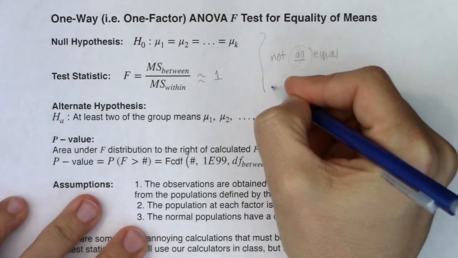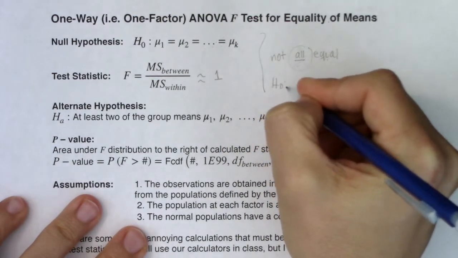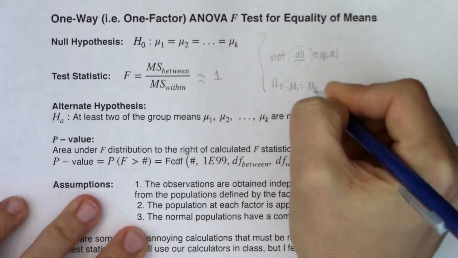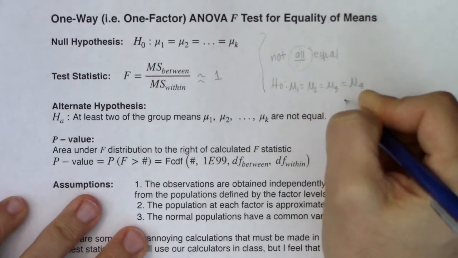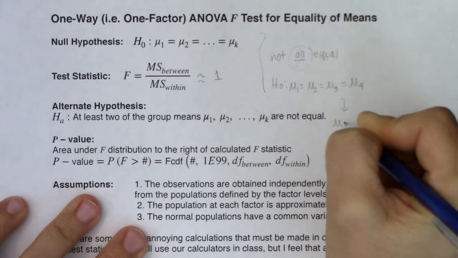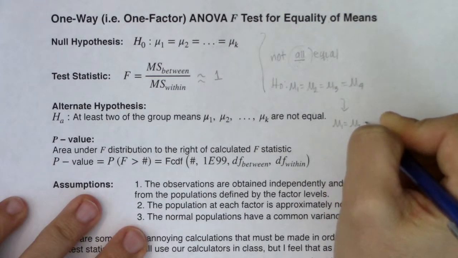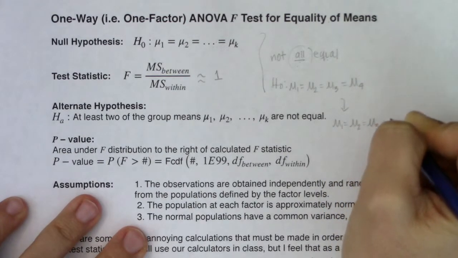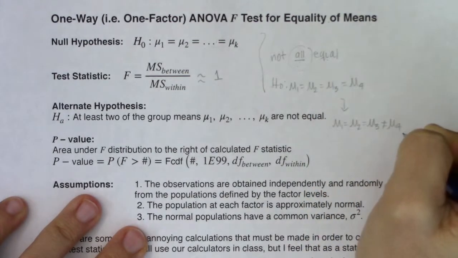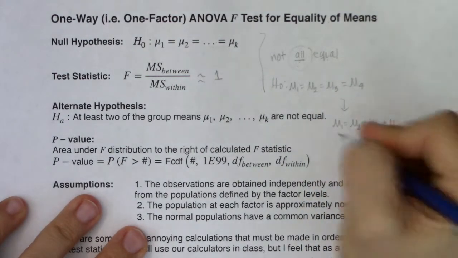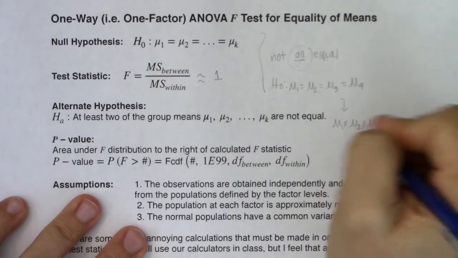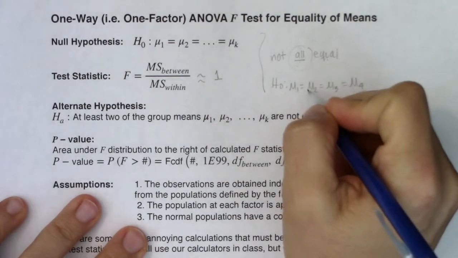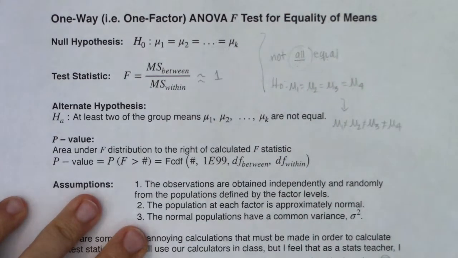Let's say you had H naught: mu1 equals mu2 equals mu3 equals mu4. It could be that mu1 equals mu2 equals mu3, and that does not equal mu4. So the null would be wrong. It could be that 2 of them are off. It could be that all of them are off from each other. You don't know how far off they are. You just know that they're not all equal. So that's what we're talking about when we talk about the alternate.